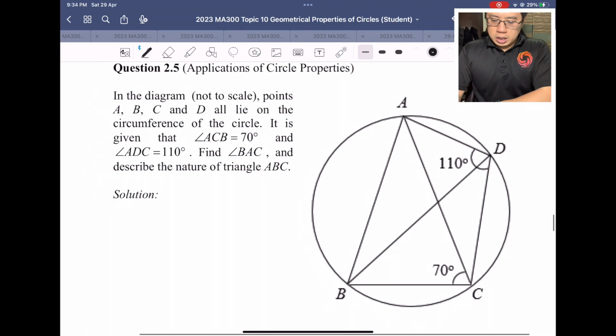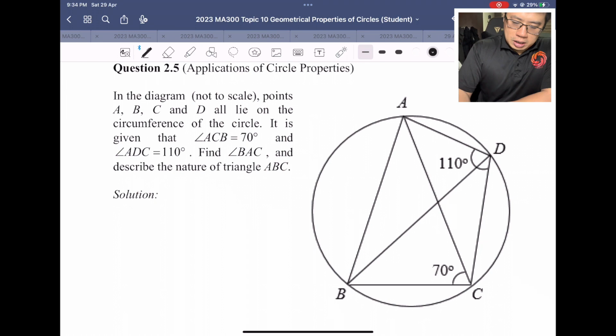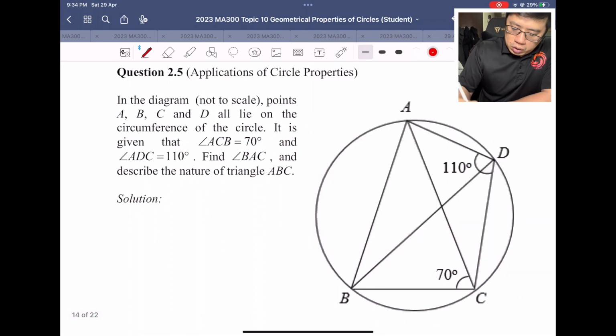So here, first, we have A, B, C, D all lying on the circumference of the circle, right? This I think is clockwise. Okay, no, anti-clockwise. Yeah. So then it is given that angle ACB is equals to 70 degrees and angle ADC is equals to 110. We are supposed to find angle BAC, which is over here, and describe the nature of the triangle ABC, right? So here what we do is, okay, there are actually a few methods to go about doing this.